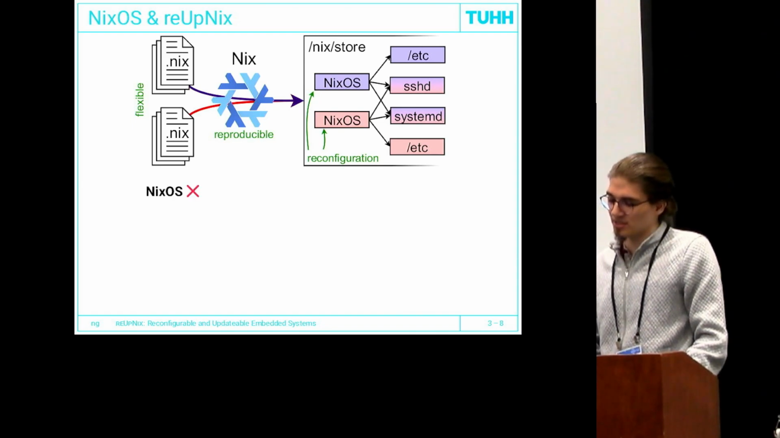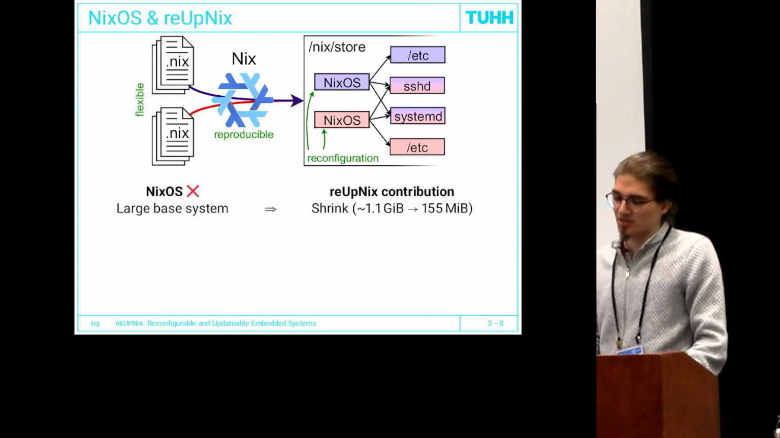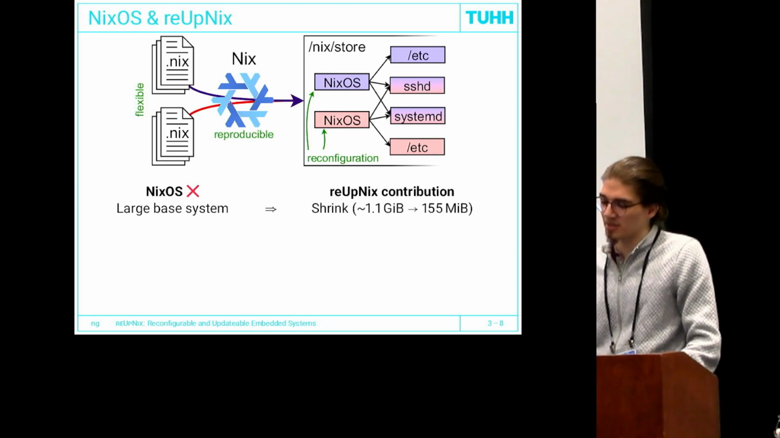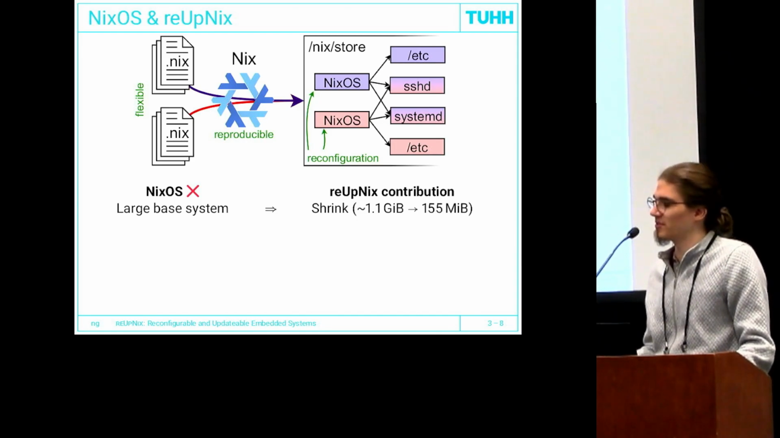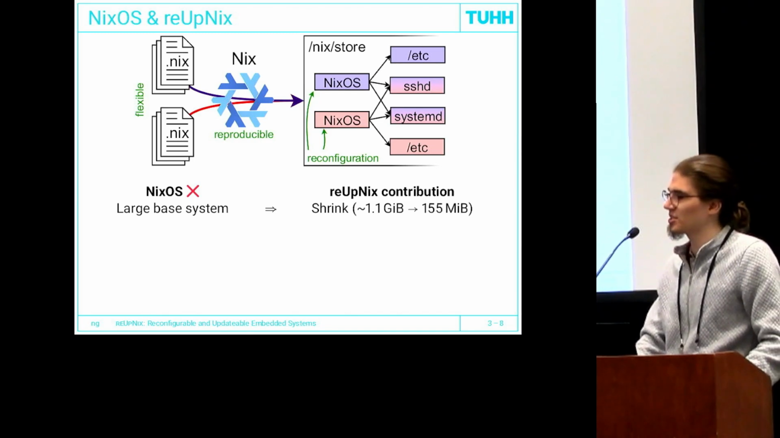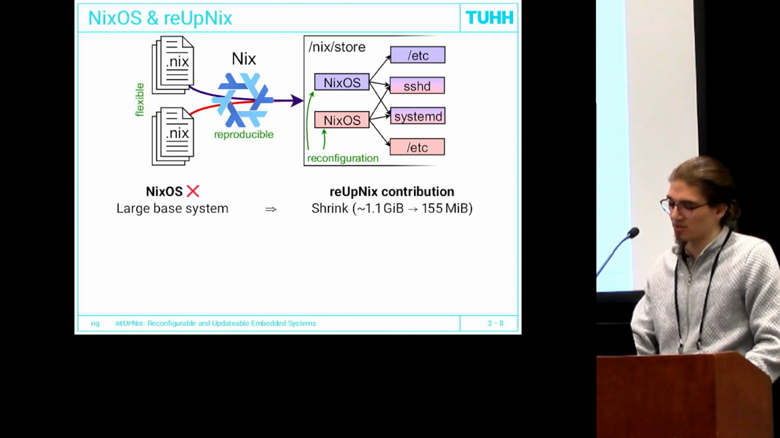But NixOS also has some problems that are critical, especially for embedded systems. For starters, its default installation size is rather large, hitting 1.1 gigabytes. For reUpNix, we were able to reduce this to just about 155 megabytes. So we were able to remove 85% of the system installation size without much affecting its functionality as an embedded operating system.